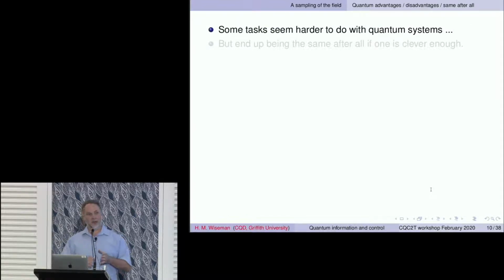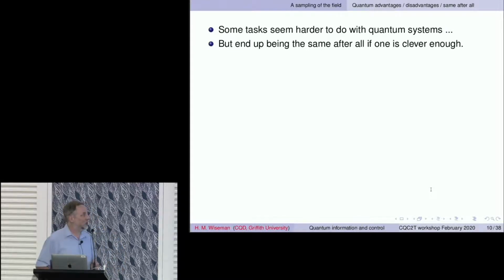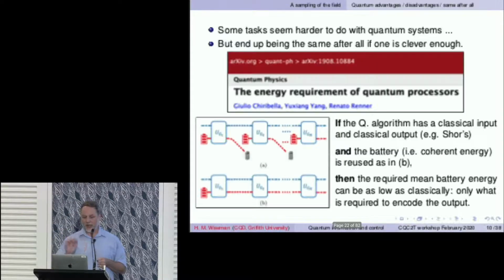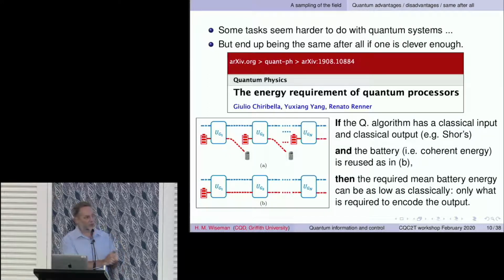Another example, this one not from the center at all, is where, to begin with, it seemed like things were fundamentally more difficult with quantum information or quantum systems, but then by being clever enough, it turns out that it's not. And so I'm thinking, as an example, of this paper here, which as far as I know still hasn't been published, but it was on the archive, called The Energy Requirement of Quantum Processors, from some fairly famous names here. So the idea here is how much energy does it take to run a quantum computer, which could actually be a practical question when we're talking about an extremely large number of qubits.